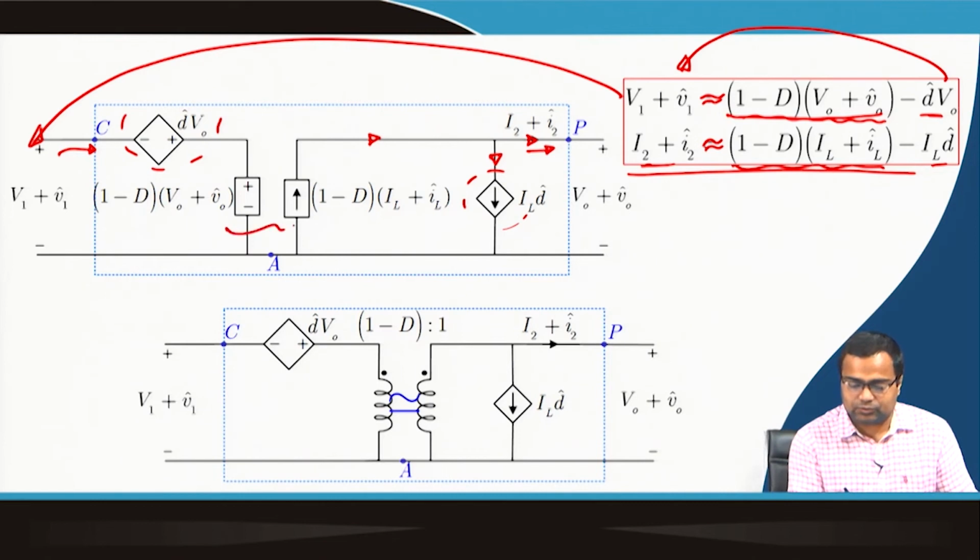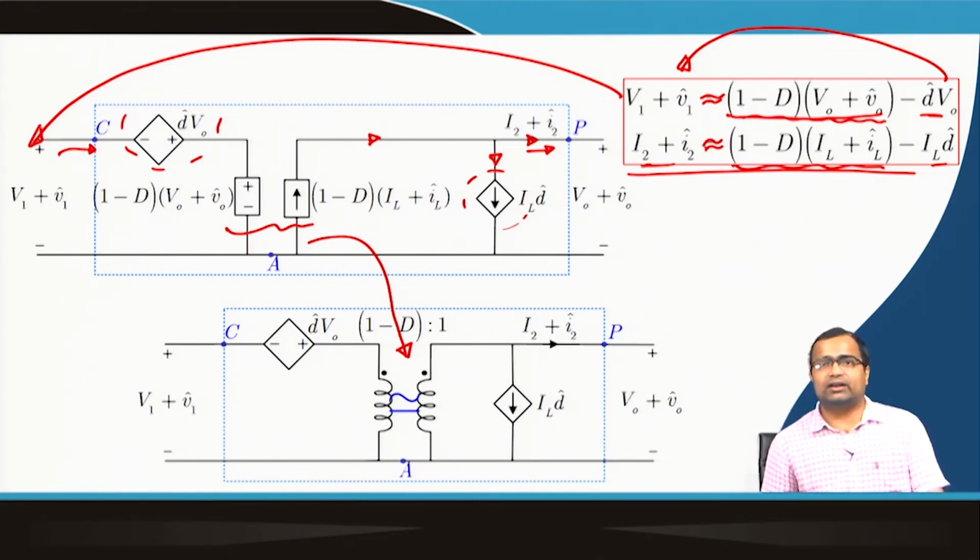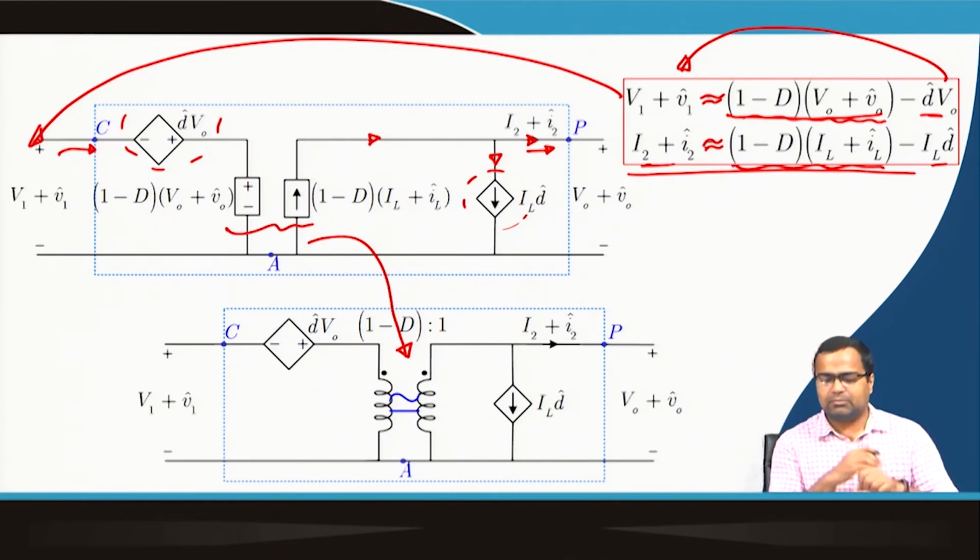Now, from these two terminals, we can represent it in terms of a DC equivalent, like a DC transformer, where the ratio will be 1 minus D to 1. And these are well known standard techniques, but this is just for the sake of deriving the small signal model. These steps are important, that is why I am showing.